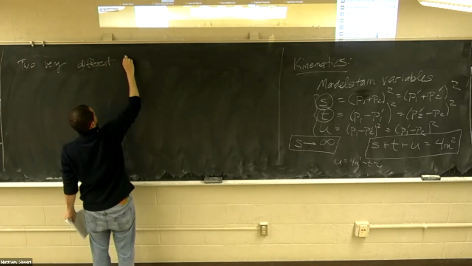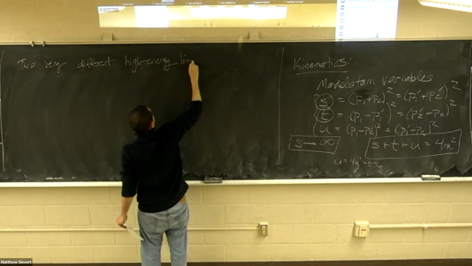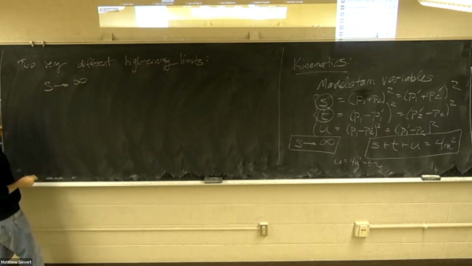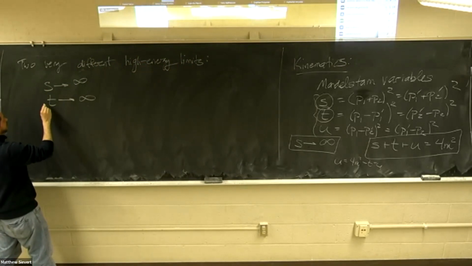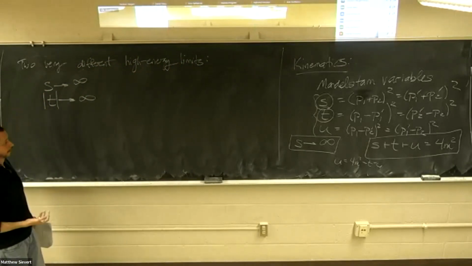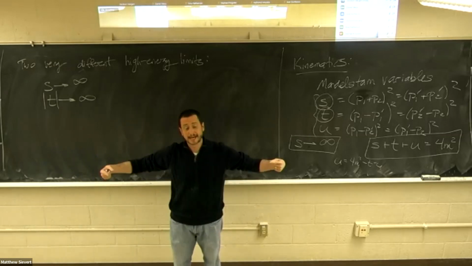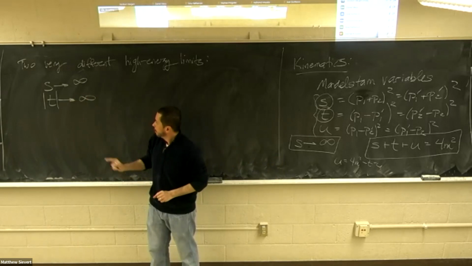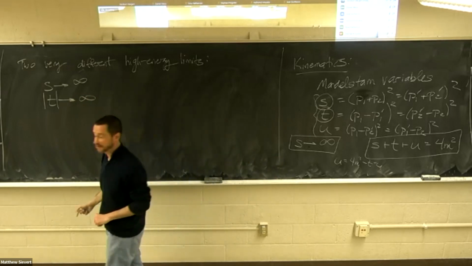So there are 2 very different high energy limits. I can take S goes to infinity, and one possibility is that I also take T goes to infinity. T typically is a negative number, so it makes more sense if I say absolute value of T goes to infinity. This is a limit where I put an infinite amount of energy into my LHC collider. I have a huge amount of square root S going into the beam pipe. But I also have a huge amount of momentum transfer. There's a large amount of PT as well.